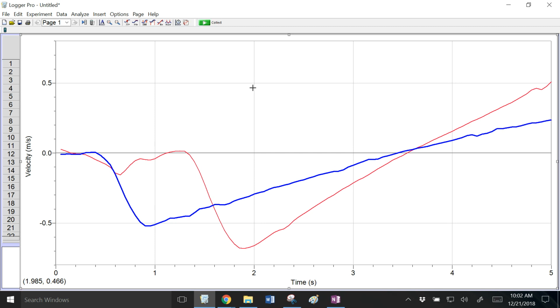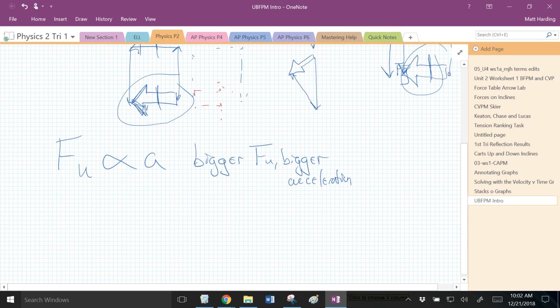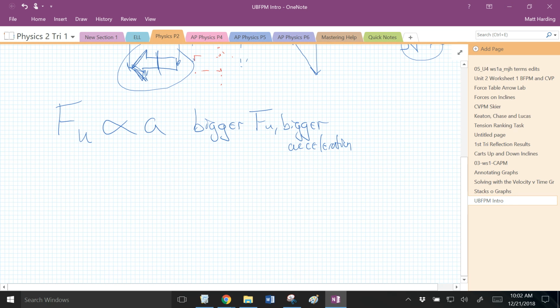What do you think? Did that change the slope? So we made this thing more massive. What did it do to the acceleration? Okay, what if I make it more massive again? So what effect does changing the mass have on the acceleration? Bigger mass, what happens to acceleration? Slower or lesser, right? So that's an inverse relationship. The relationship between mass and acceleration is inverse. Bigger mass, smaller acceleration.